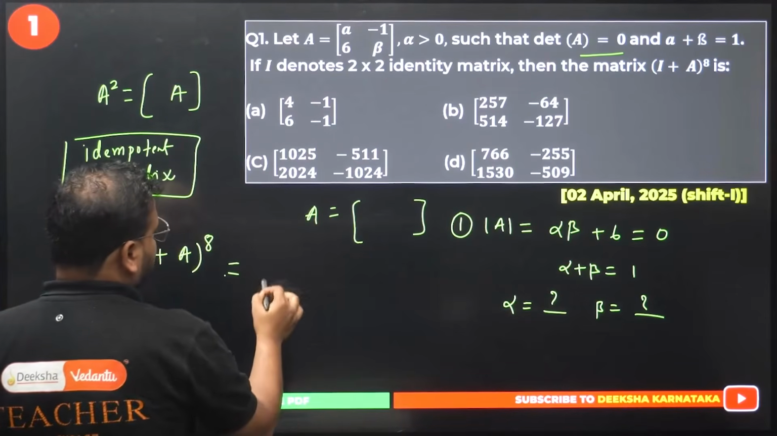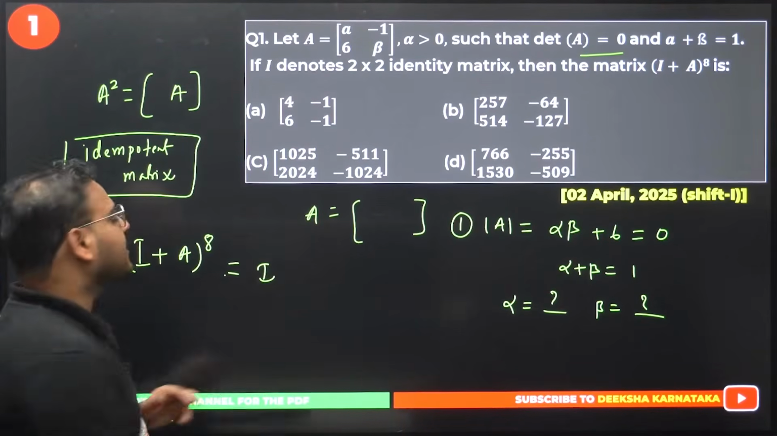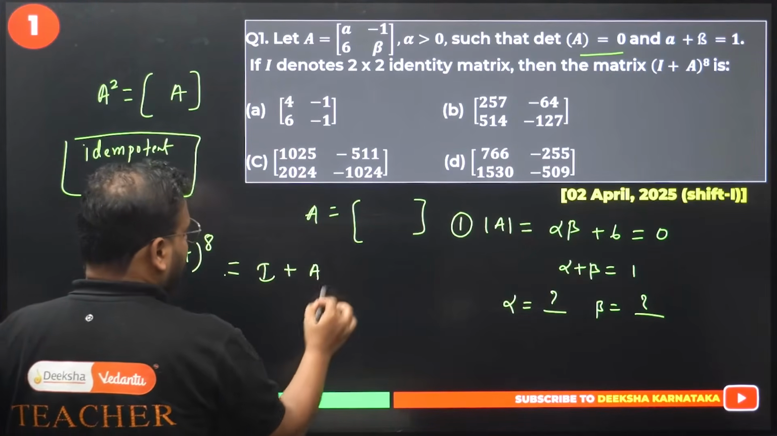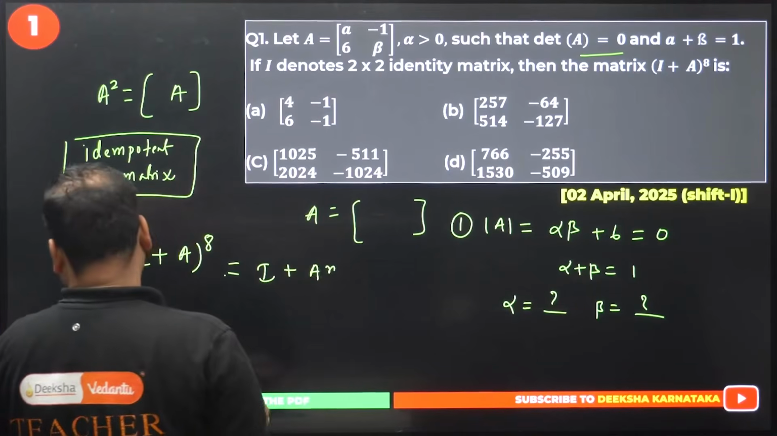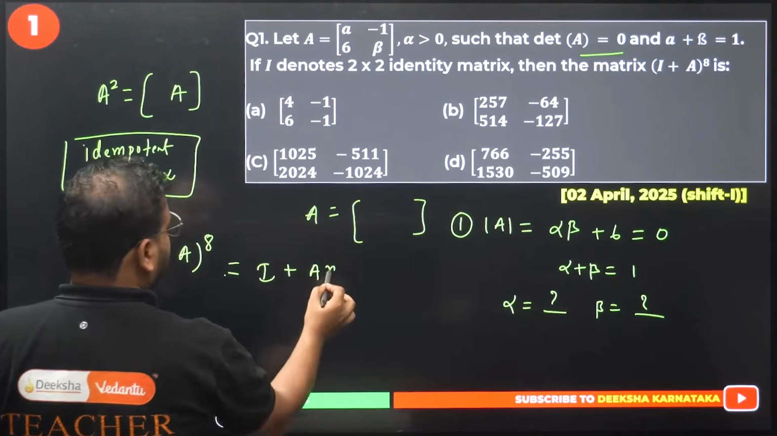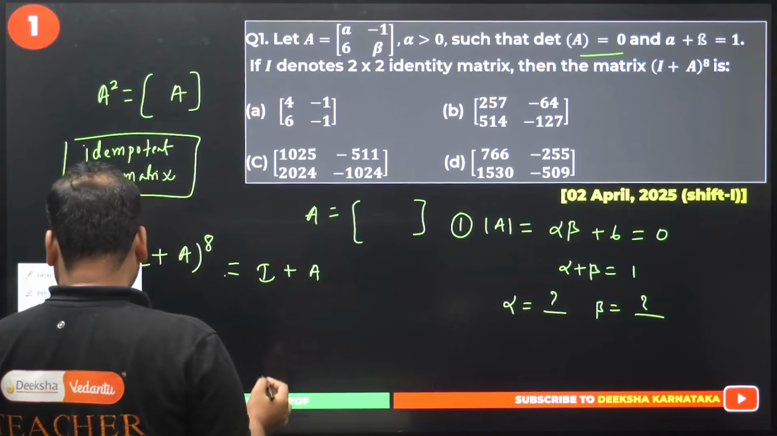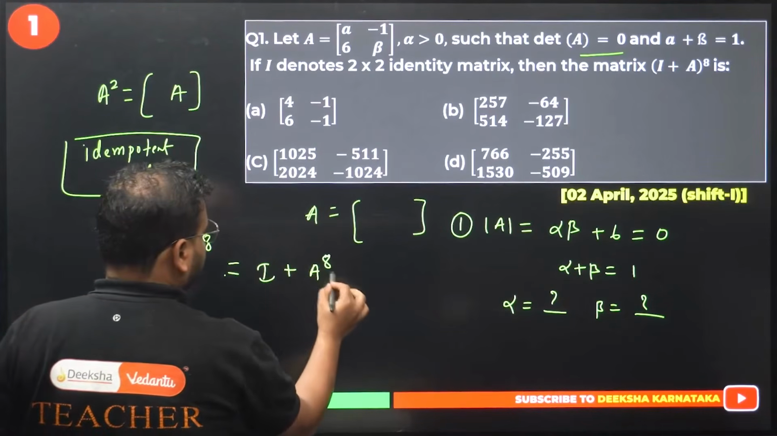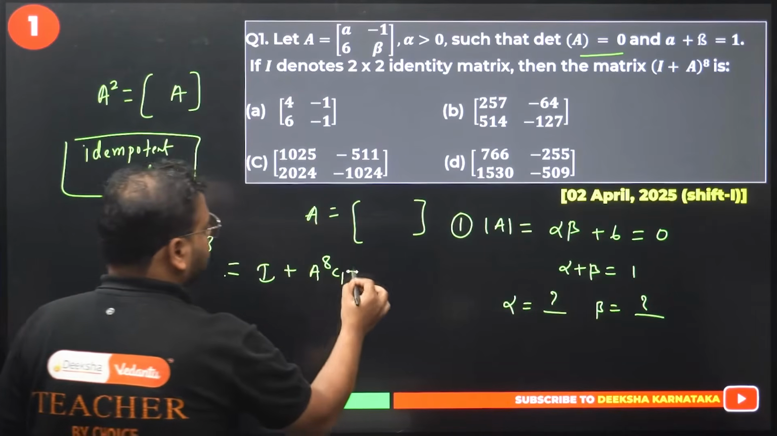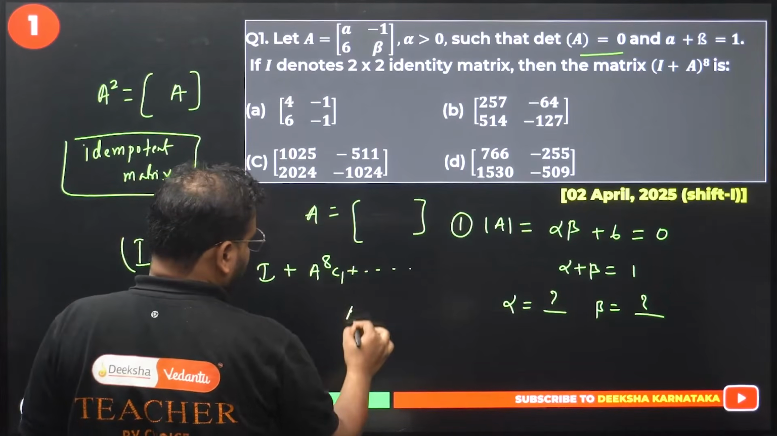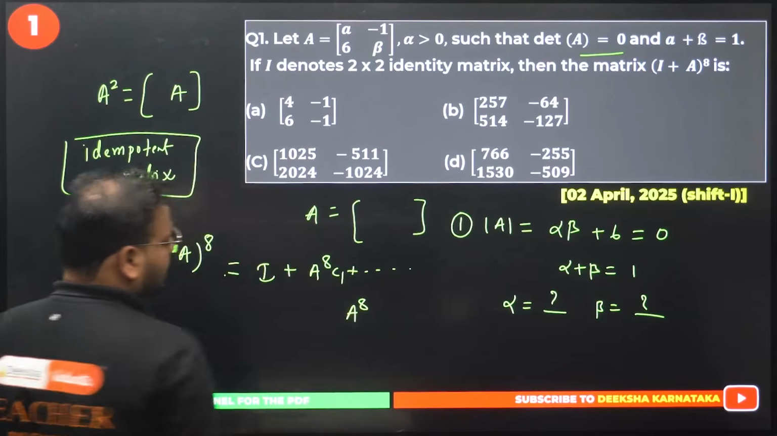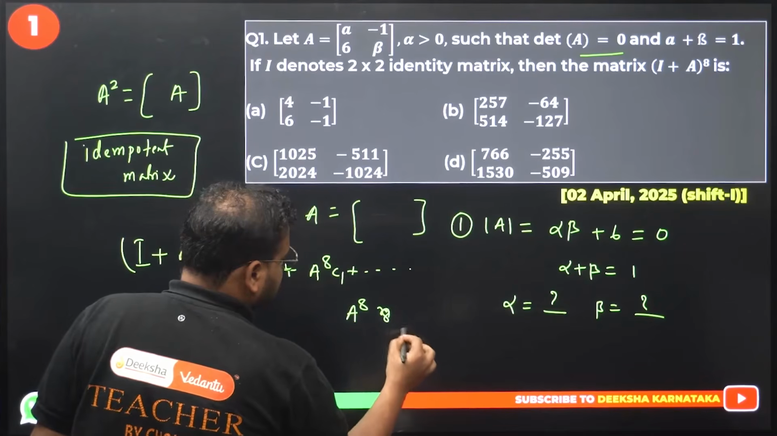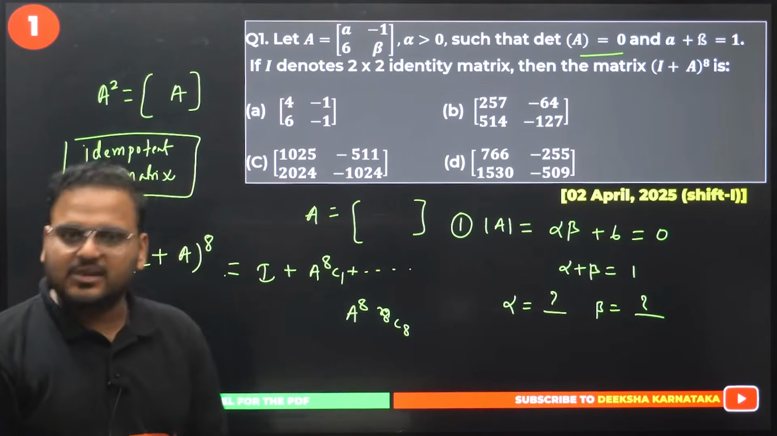It will become simply I, because A power 0 is there. Next term you'll have A power 1, simply A, and you'll have 8C1, right? N is 8, so 8C1. So on till you'll have A power 8 and 8C8. Correct? Now that's how we write binomial expansion.